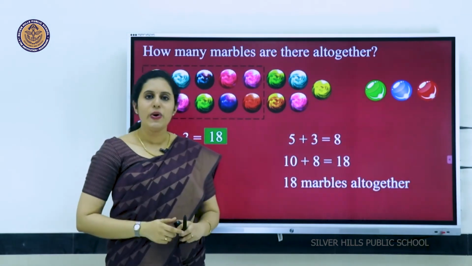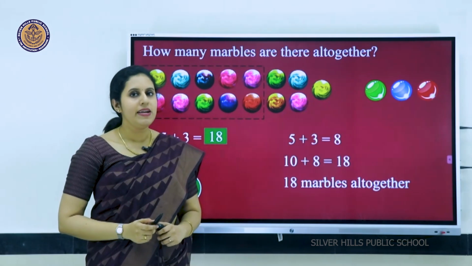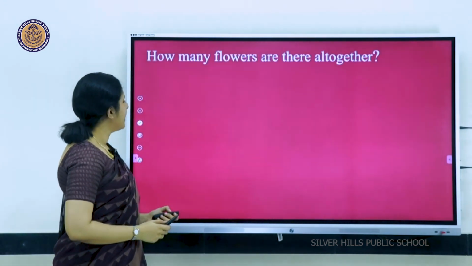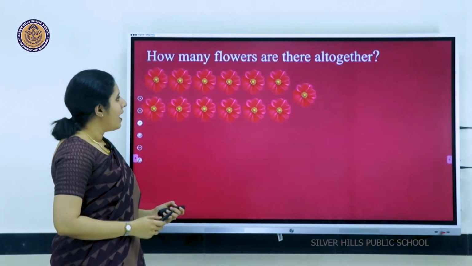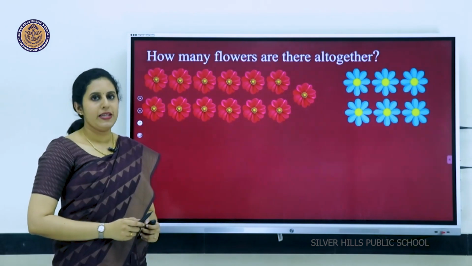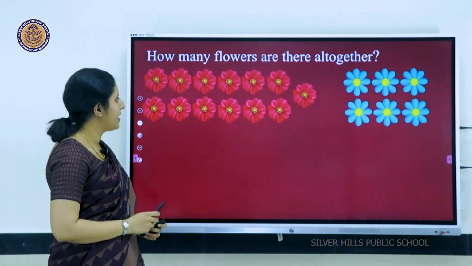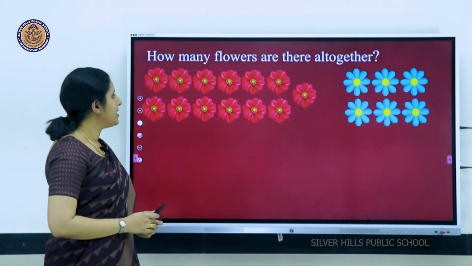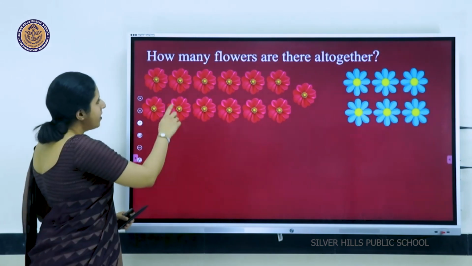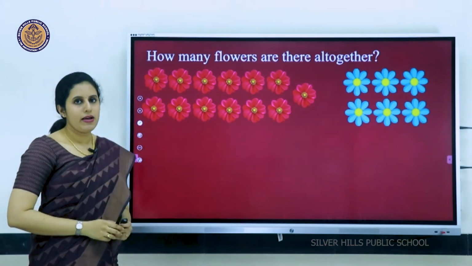Okay, so I hope this question is clear to you. We will look at a similar example, okay? This is the second example. How many flowers are there all together? The question here is similar. See how many flowers are there all together. You can see on the screen that there are red flowers as well as blue flowers.